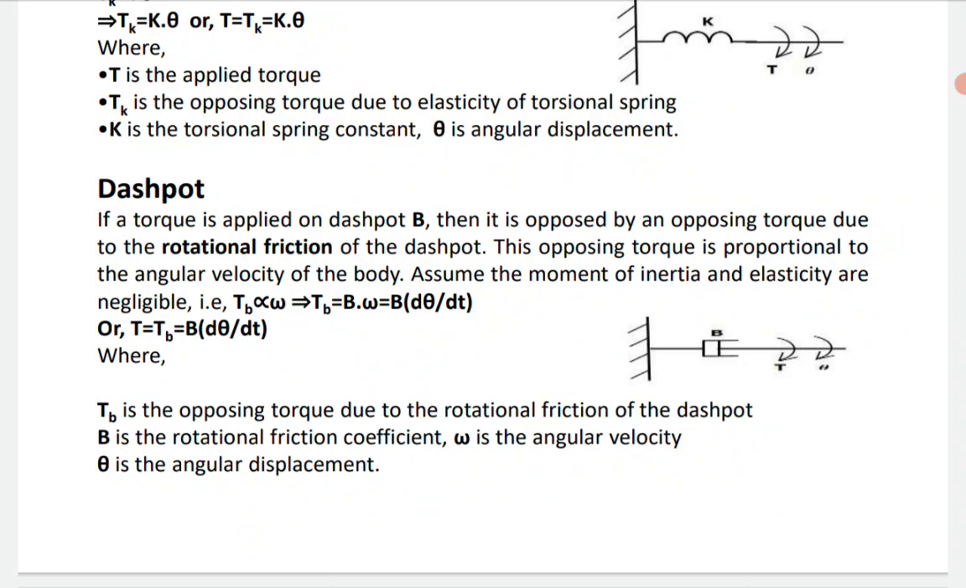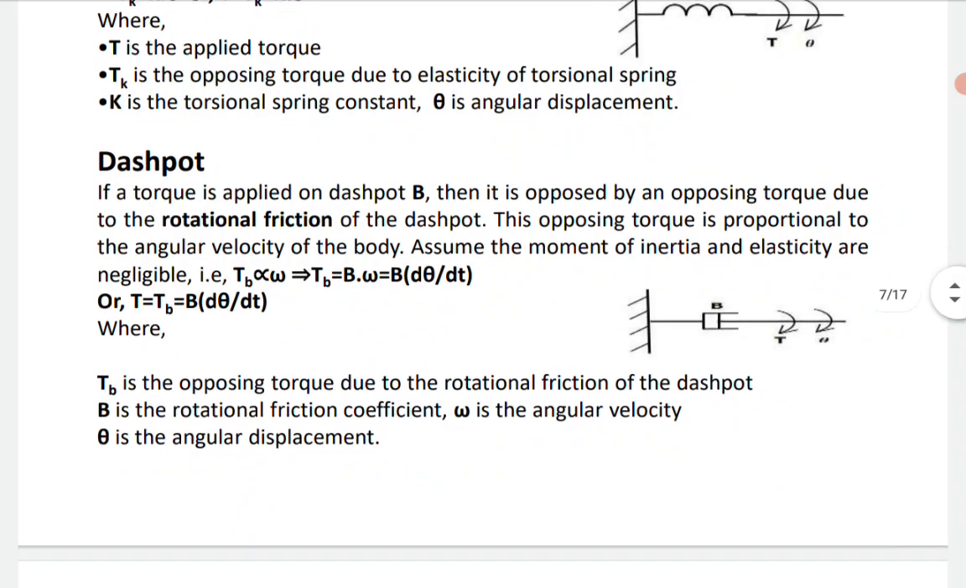Now T is equal to T suffix B is equal to B into d theta by dt, that is the balancing torque equation due to the presence of the dashpot. So that should be in your mind. Here capital B is the rotational friction coefficient, omega is the angular velocity, and theta is the angular displacement.